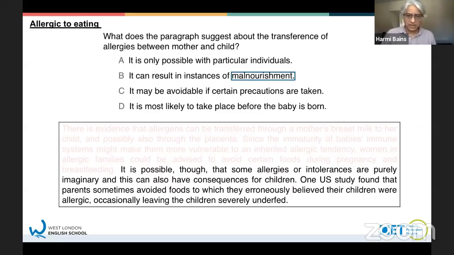And you might see this word here, malnourishment and underfed. And you've got to be really careful. Sometimes people will rush just because you can see something in the paragraph, you think it's the answer. But don't forget the question. The question is asking you about the transference of allergies between mother and child here. This is talking about afterwards as well. And so it's talking about after the birth, and you can see the word imaginary. It's not even a real allergy. So you're wrong if you thought it was answer B.